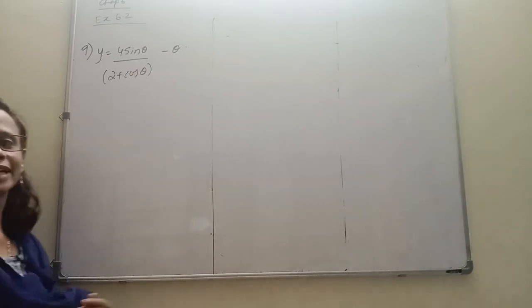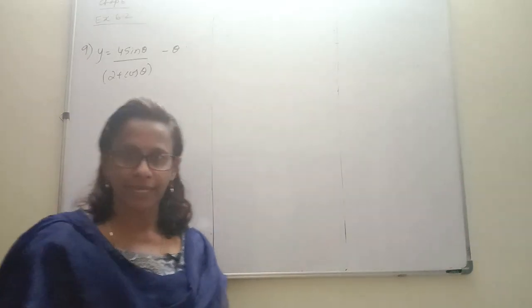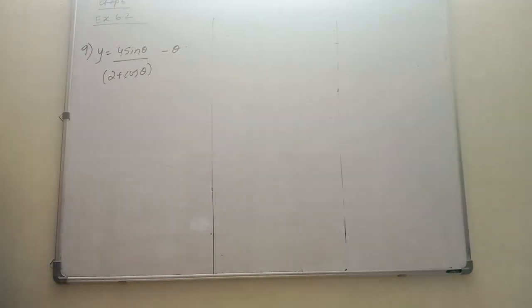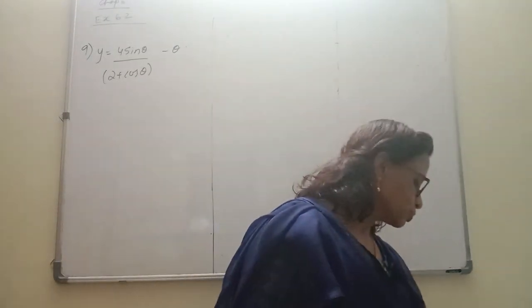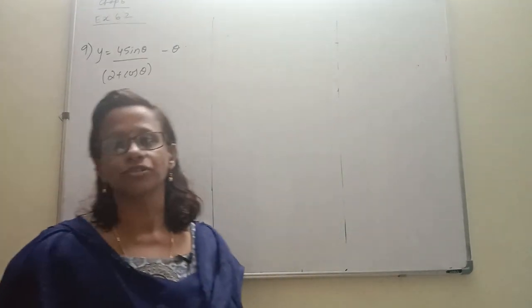Yes, we come back with the next video of problem number 9. It says that y is given as 4 sine theta by 2 plus cos theta minus theta, and they tell us to prove that it is increasing on the interval 0 to pi by 2.